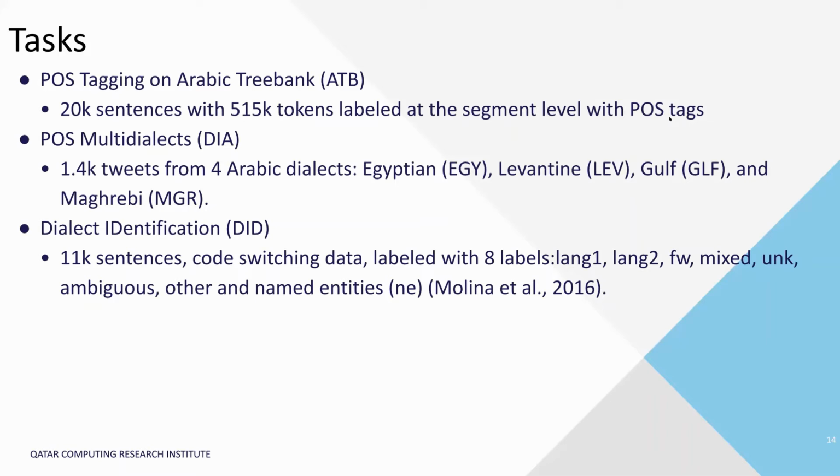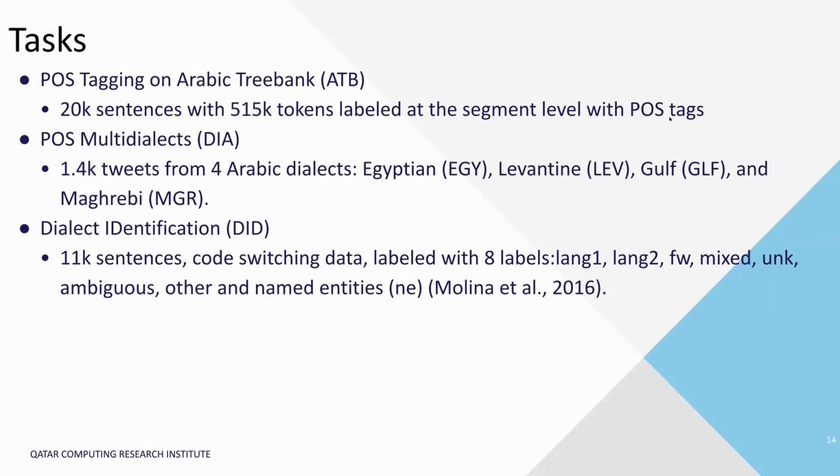For this study, to be able to understand these models, I'm using 3 tasks. Two of them are about part-of-speech tagging, which is the ATB, the Arabic Treebank, which contains around 20,000 sentences tagged at the segment level with about 40 tags. When you combine them, for every word you will find sometimes, for example, determiner plus noun plus maybe noun suffix. So this combination ends up with about 200 or 220 different tags.